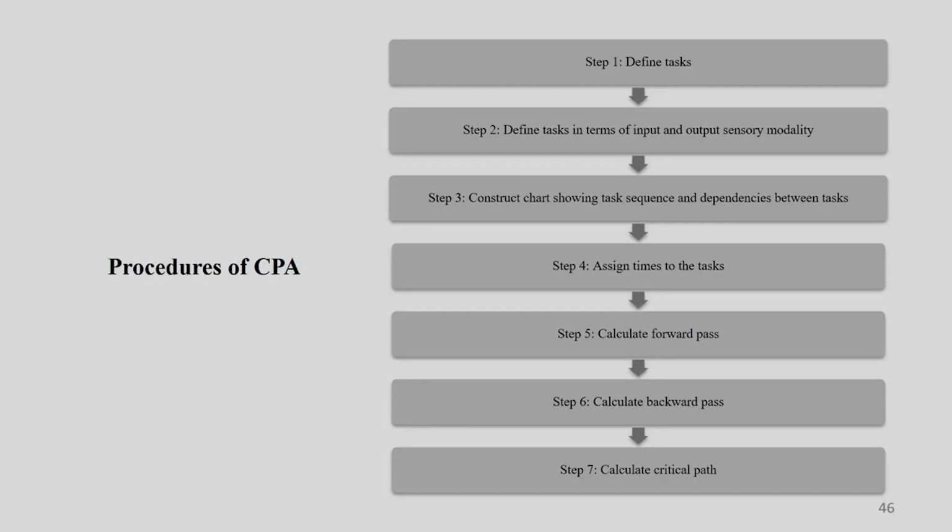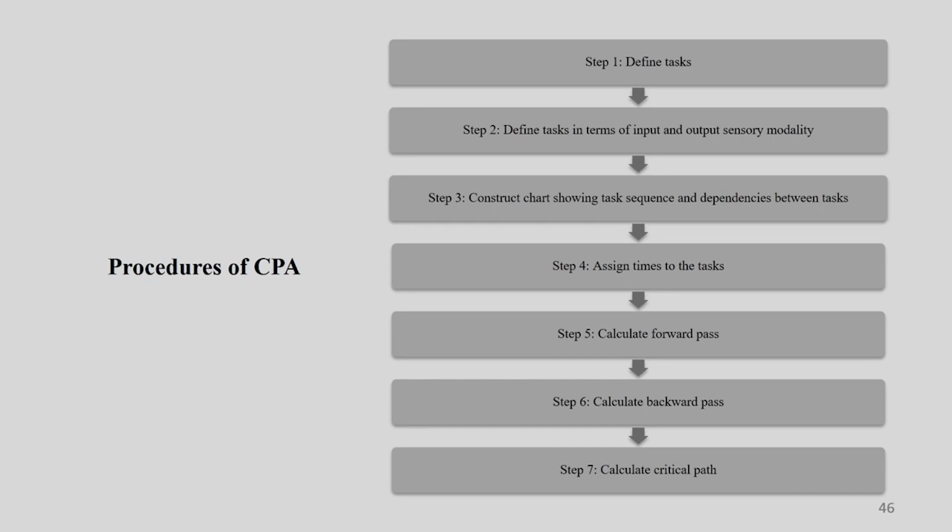First we have to define the task. After that, defining the task in terms of input and output, the sensory modalities. Like in HTA, hierarchical task analysis, we start with the input. What are the inputs available for that particular job, and at the end of the process what am I going to get? If the starting point and end point are fixed, then we can actually define this particular task.